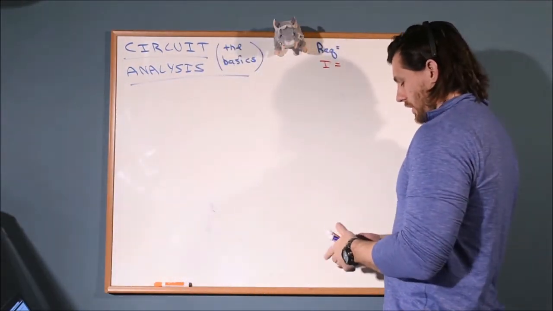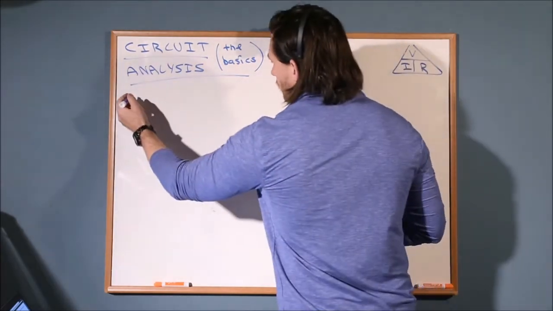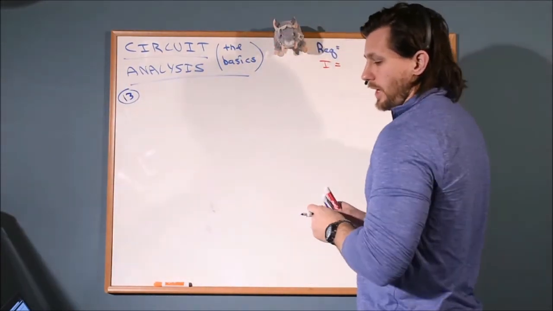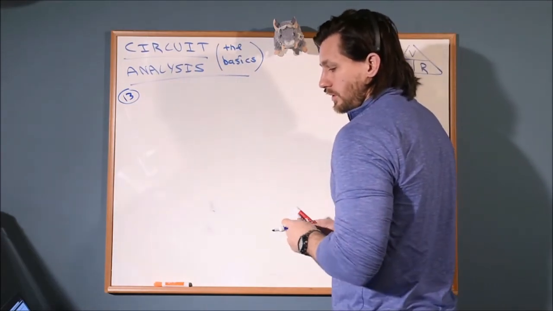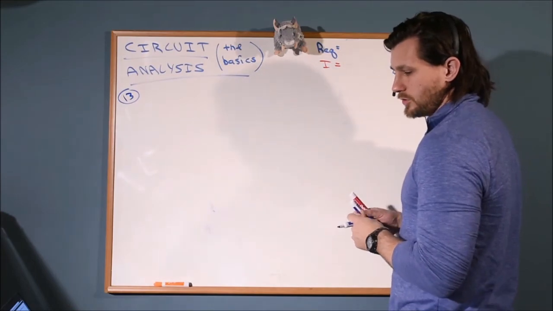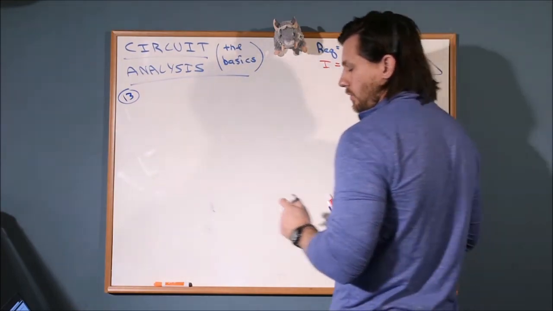All right, so we're doing 13 now. Should I write that up there? Sure. What number are we doing? 13. Okay, a 5-ohm resistor, a 10-ohm resistor, and a 15-ohm resistor are connected in parallel with a battery.